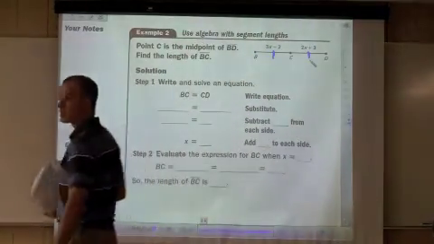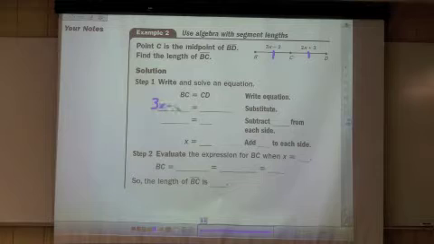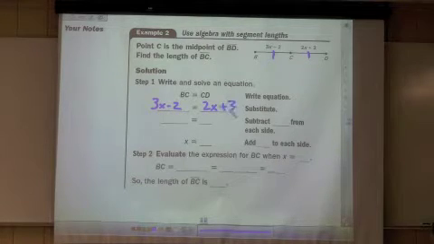So what equation could I set up to try to find the length? All I know is that those two sides are equal. So how do you think I could set it up? What do you think? 3x minus 2 equals 2x plus 3. Yeah, if I know the two sides are equal, set them equal to each other, create an algebraic equation.